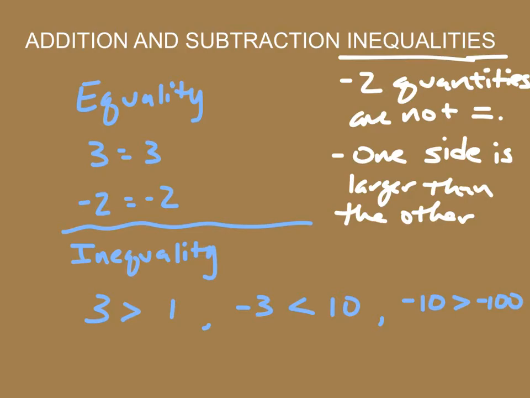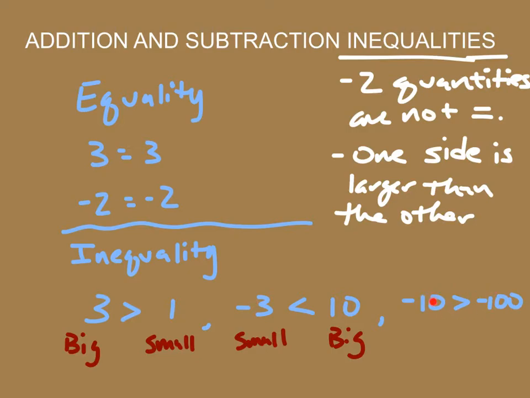An inequality is when one side is bigger than the other. In this case, I've got 3 is greater than 1. So this side is big, and this side is small. And that's a true statement, that 3 is a larger number than 1. Now over here, we would say that -3 is small and that 10 is bigger than that. And that's also a true statement because 10 is larger than -3.